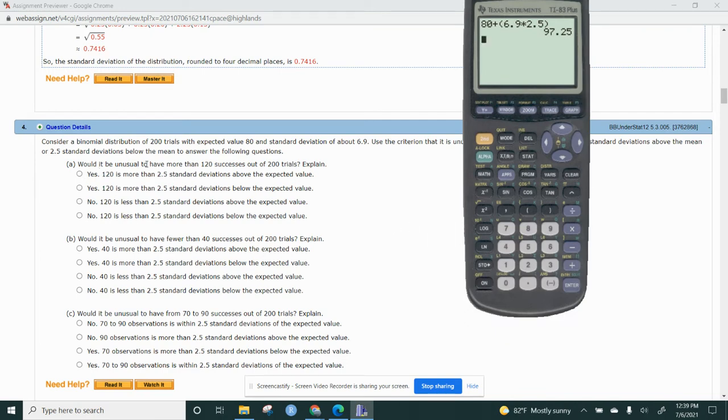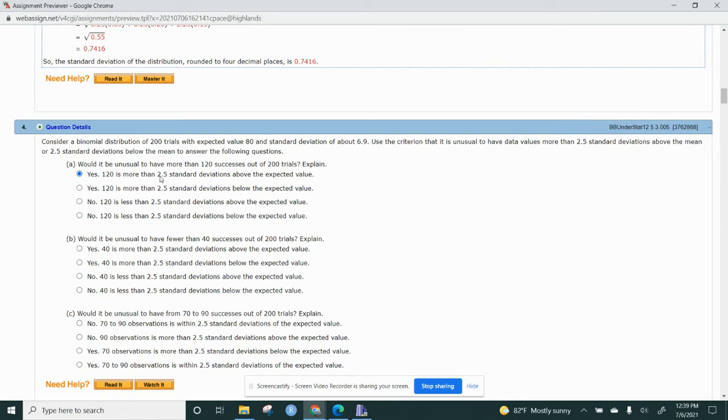So the first question: would it be unusual to have more than 120 successes out of 200 trials? And it would be, because remember, anything over 97.25 is above 2.5 standard deviations from the expected value. So I would expect 120 would be way unusual. So I'm going to say yes, because 120 is more than 2.5 standard deviations above this expected value. Well, then the next one is B.